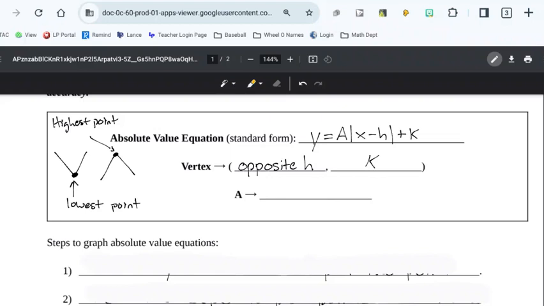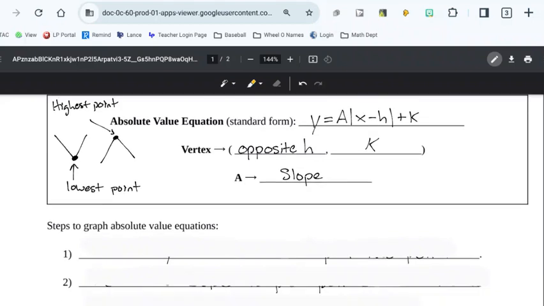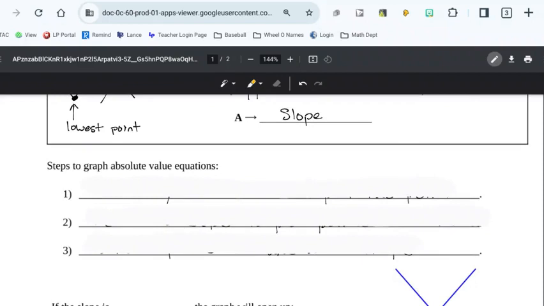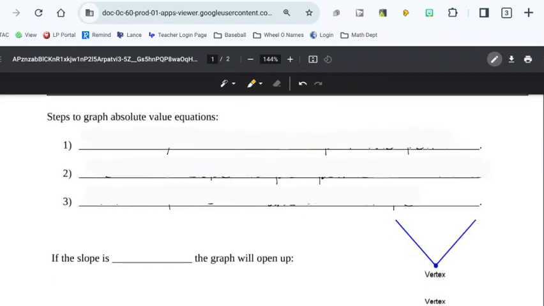Okay. The next thing we're going to look for is whatever is attached or being multiplied with the absolute value bars, which is a. We identify that as letter A, and that is our slope. So we're going to keep that information in mind as we move forward and talk about the steps of graphing the absolute value equations.